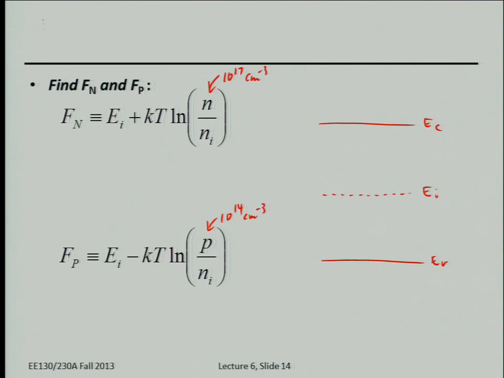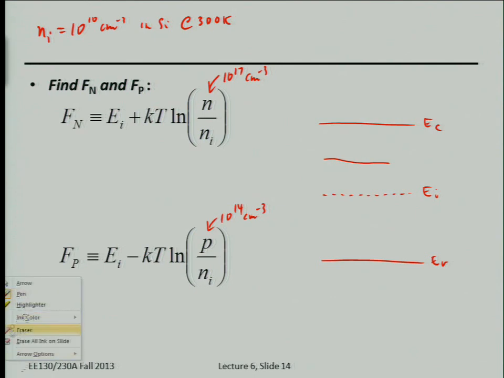So remember, that's from the first lecture, I hope. Ni is 10 to the 10, and this is in silicon only, and that's only at room temperature, okay? So avoid my trick questions if I ask about a different temperature. Great. So we know that the quasi-Fermi level for electrons is above Ei because n is greater than Ni. I'm not necessarily going to draw this to scale, but F sub n is up here somewhere.